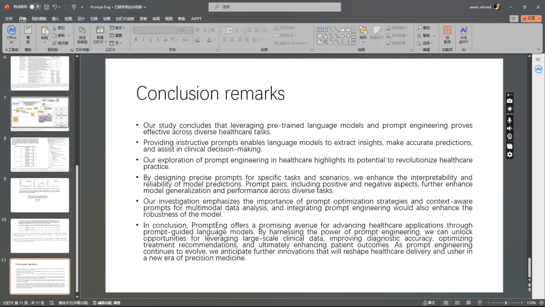Concluding remarks: the study concludes that leveraging pre-trained language models and prompt engineering proves effective across diverse healthcare tasks.